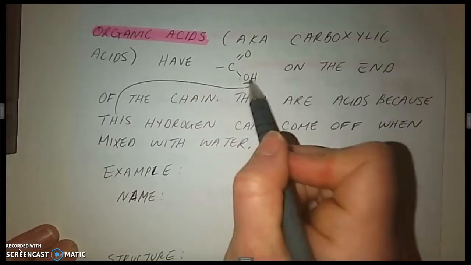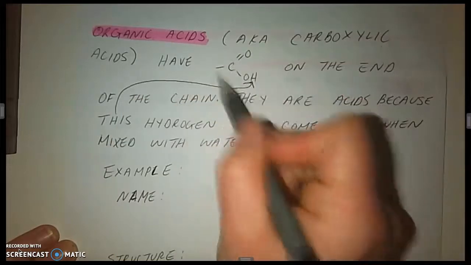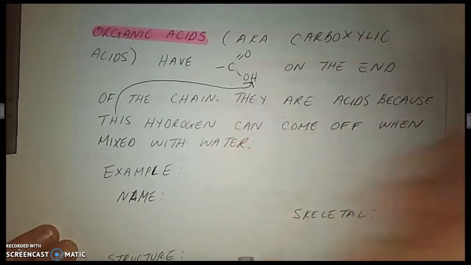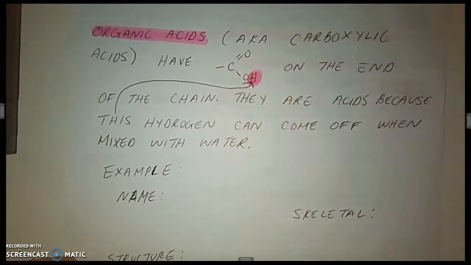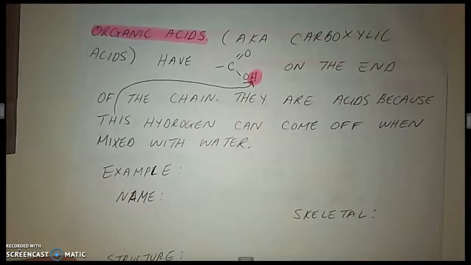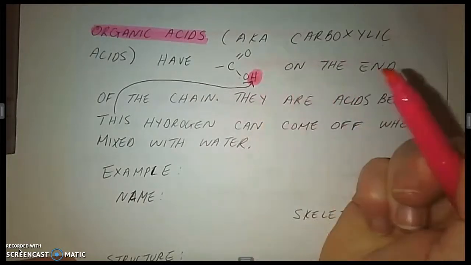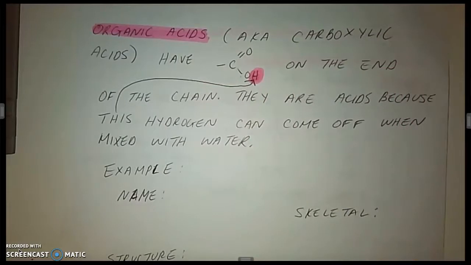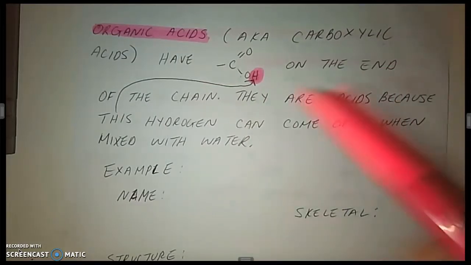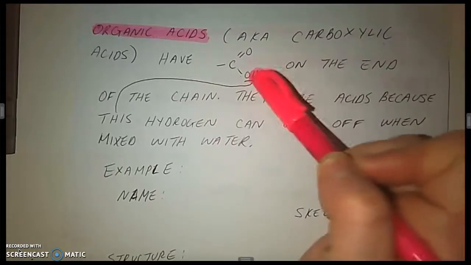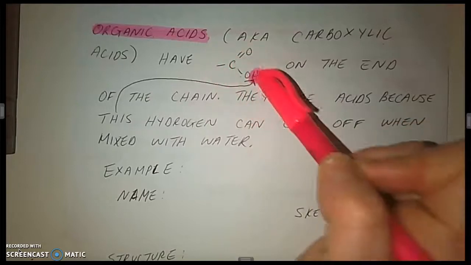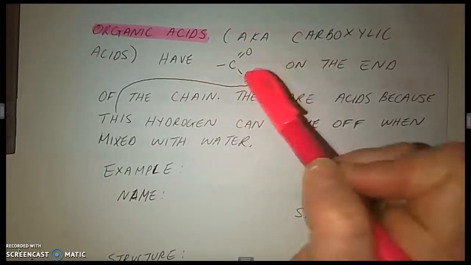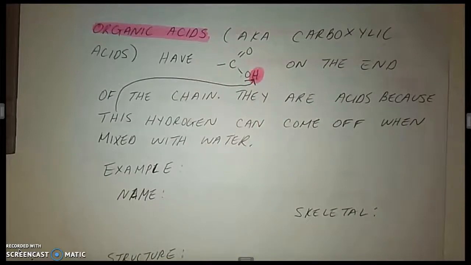Now, the reason that we call these acids is because if I mix a compound that has this group in water, this hydrogen right here that's stuck onto the oxygen can actually come off in water and make hydrogen ions, which is the defining characteristic of an acid. You might remember that a little bit vaguely from grade 10 science. So this is an acidic hydrogen. If I mix a compound that has this piece on it in water, then this hydrogen can break off, which is what makes this an acid.